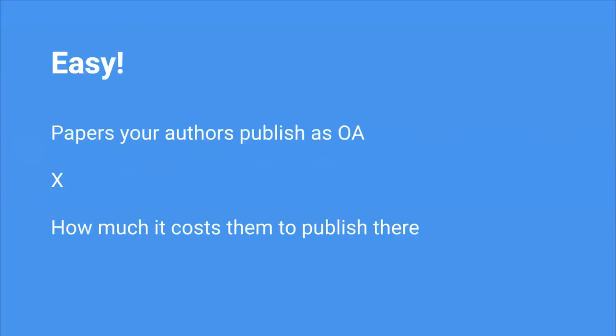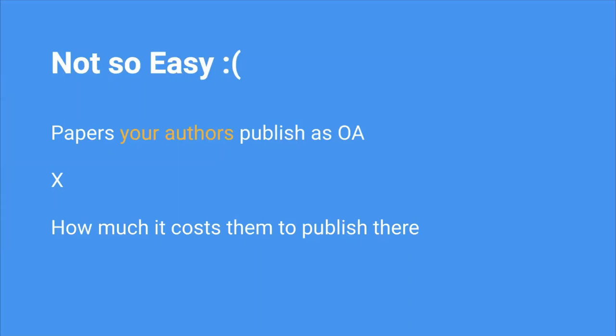Okay. So the good news is it's easy to figure out how much money is being paid on open access, so we can have extra time to eat ice cream. We can wrap this up early. All we need to do is multiply together the number of papers that your authors publish as open access times how much it costs for them to publish there. Now let's get into the details, because of course it's not so easy.